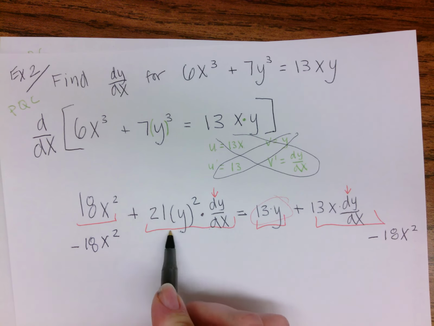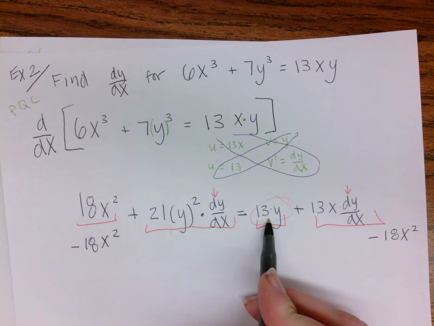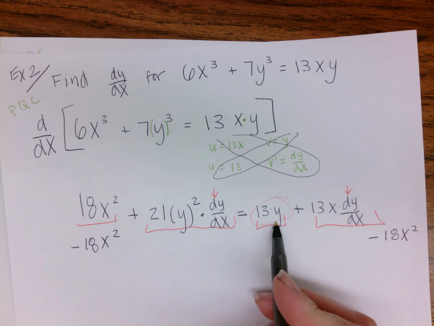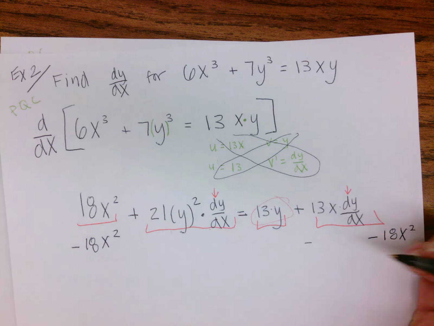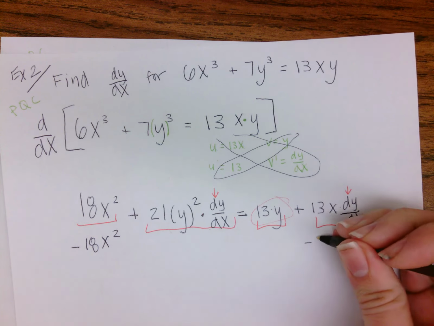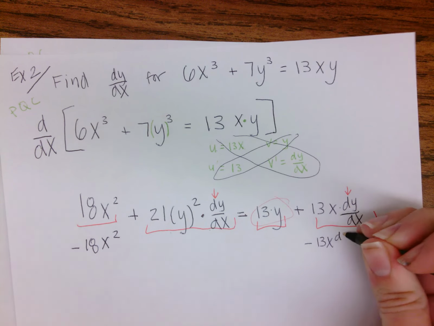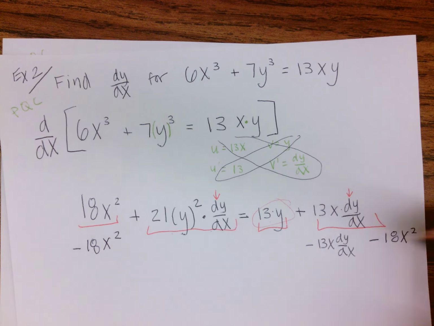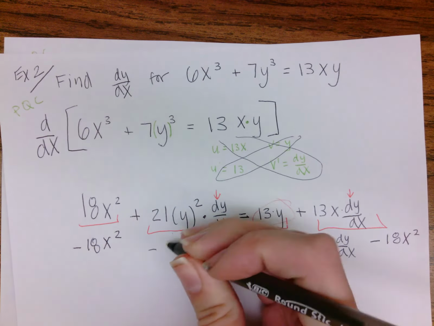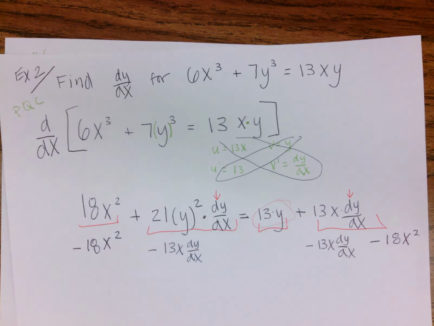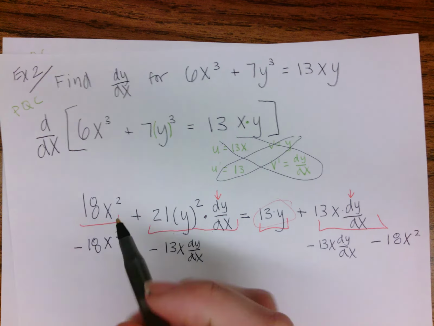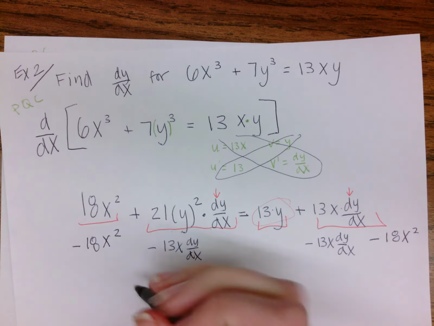This guy's okay. It's got a dy/dx. The 13y, that's on the right side. That's good. But here I've got 13x dy/dx. That's going to subtract over to the left now. So minus 13x dy/dx. Whatever you do to one side, you do to the other. Minus 13x dy/dx. I'm just rearranging my terms at this point. I'm still going to have 4 terms here.